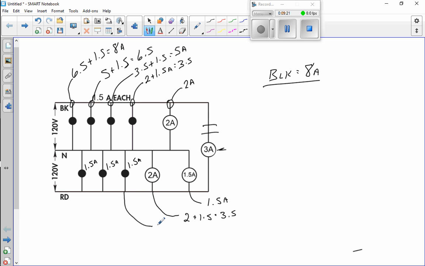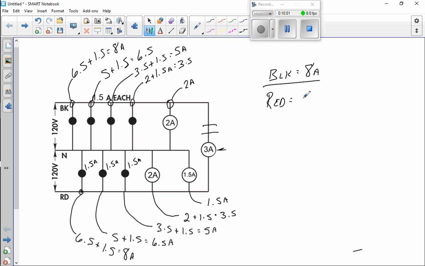Here, our 3.5 plus our additional 1.5 amp load is going to be 5 amps. 5 amps plus another 1.5 is 6.5. And then we finish off right there with that last 1.5 amp load. So we have 6.5 plus 1.5, and we are at 8 amps once again. So the red is 8 amps.